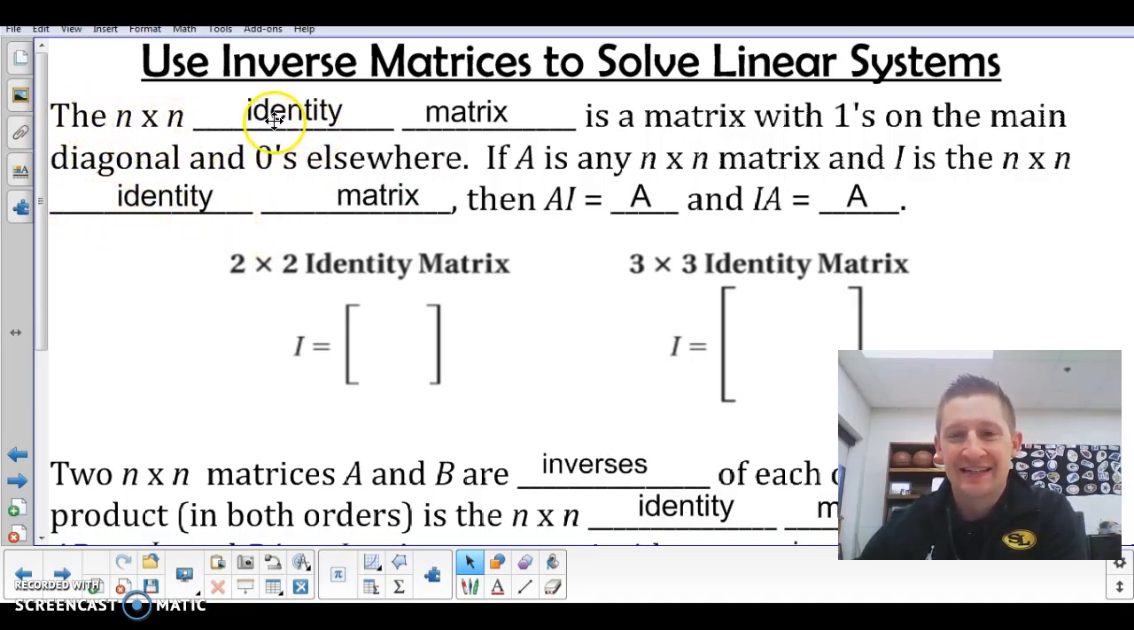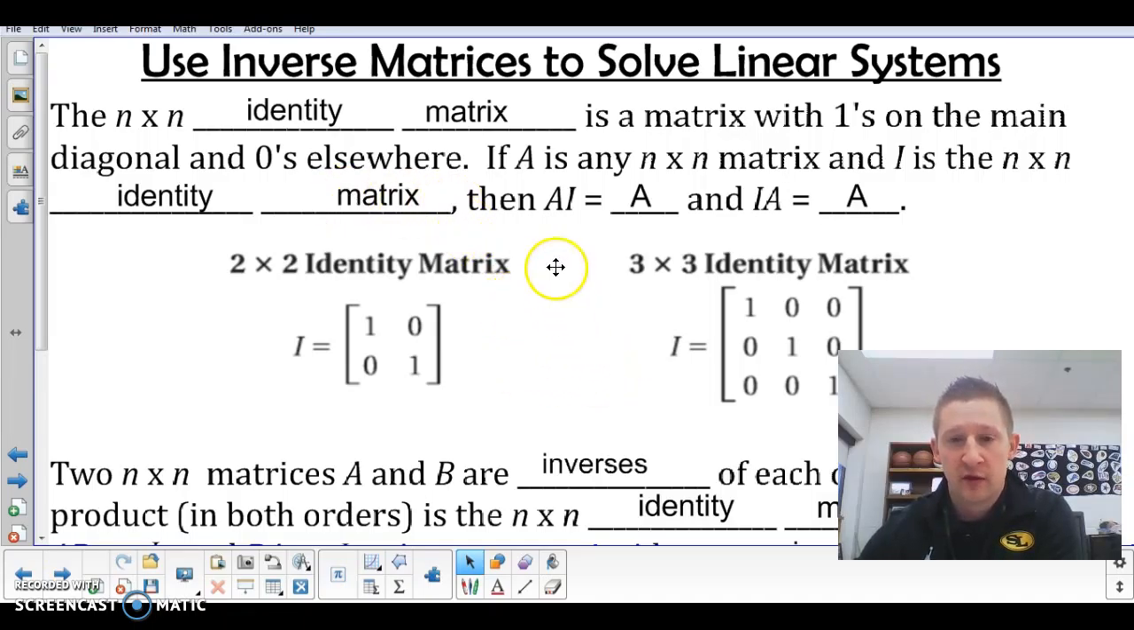The n by n identity matrix is a matrix with ones on the main diagonal and zeros elsewhere. For example, the 2 by 2 identity matrix looks like this, with ones on the main diagonal and zeros elsewhere. The 3 by 3 identity matrix looks like that. You could do the same thing for 4 by 4, 5 by 5, etc. It's got to be some square matrix. As long as there's ones down the main diagonal and zeros everywhere else, that's the identity matrix for that size.